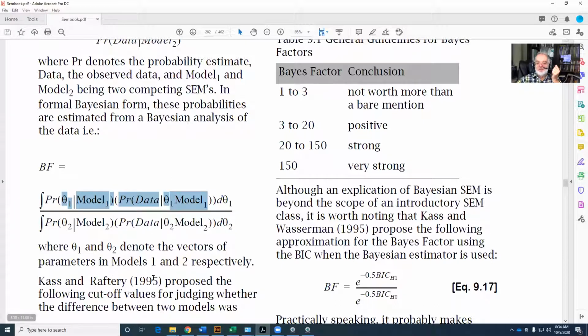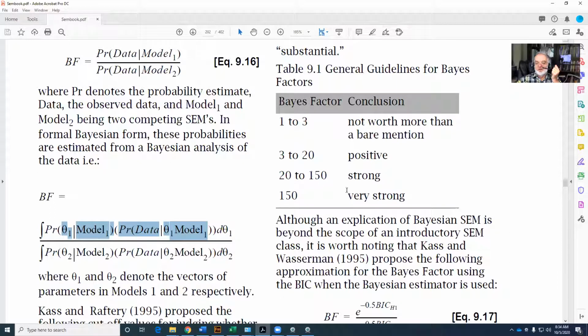And Kass and Raftery in 95 gave us this little table for interpreting how much better one model is than another. If you've got something bigger than 150, you have very strong evidence that one model is preferable to another. If you've got a number between 1 and 3, the models are more or less equivalent. And 3 to 20 is positive, and 20 to 150 is strong. Now, as I mentioned, if you did Bayesian SEM, you'll be able to get these probabilities out, and you can calculate that Bayes factor.